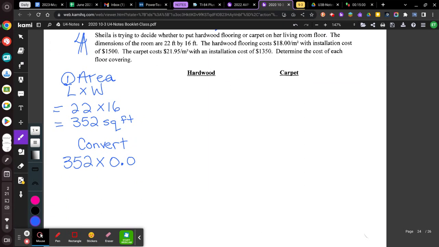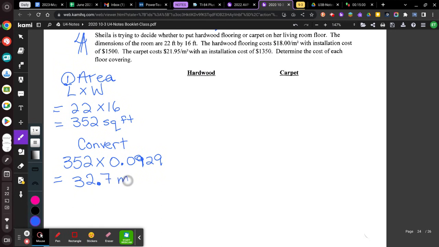As soon as it starts to write, it's not writing. There we go. So we're going from squared feet to meters squared. All right. That's going to give us 32.7. Okay, 32.7, and now this is meters squared.